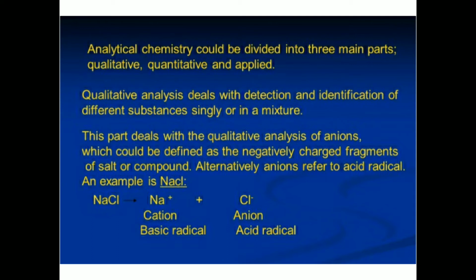This part deals with the qualitative analysis of anions, which could be defined as the negatively charged fragments of a salt or compound. Alternatively, anions refer to acid radical. An example is NaCl: Na+ and Cl-. Na+ means cation, it is a basic radical. Cl- is an anion, it is an acidic radical.